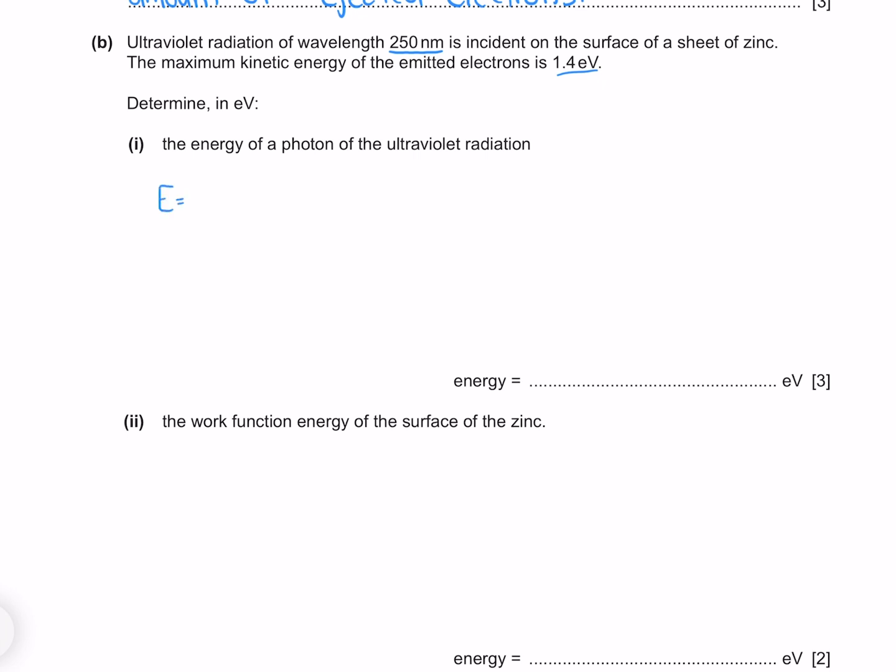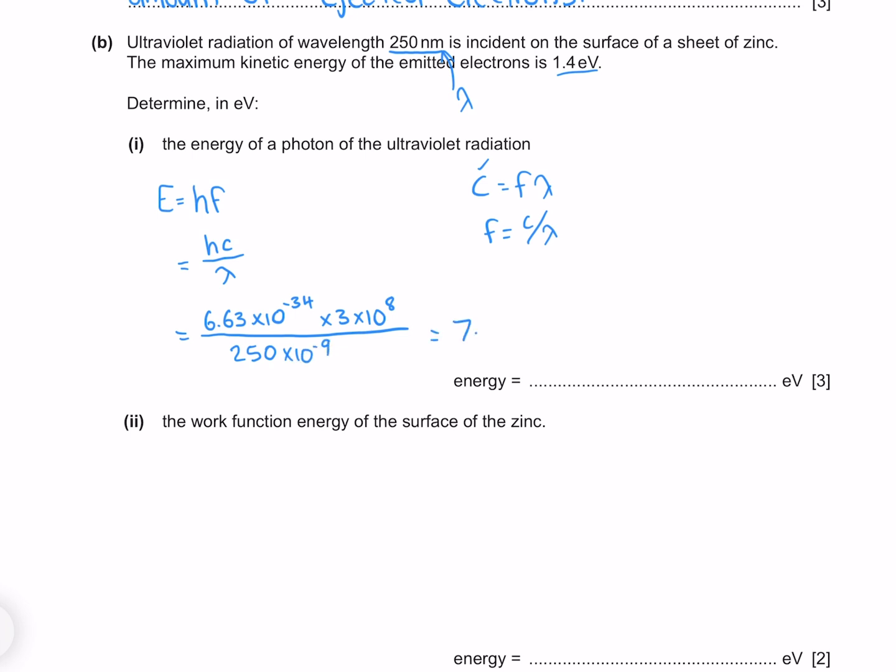Photon energy is equal to Planck's constant times the frequency, where although we don't know the frequency, we do know that c is equal to frequency times lambda, and we know c is 3 times 10 to the 8, and we know lambda, which is over here. Solving that for frequency, and now substituting it into our equation, putting in our numbers, gives me 7.96 times 10 to the negative 19 joules. Dividing that by the charge of the electron gives me 4.97 electron volts.